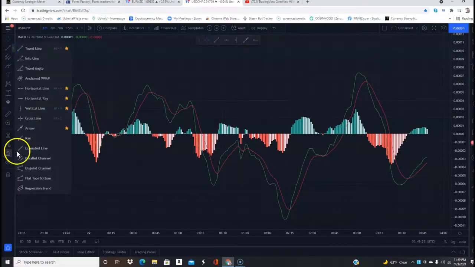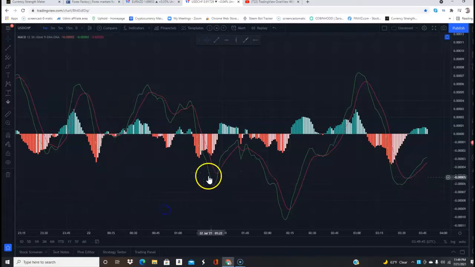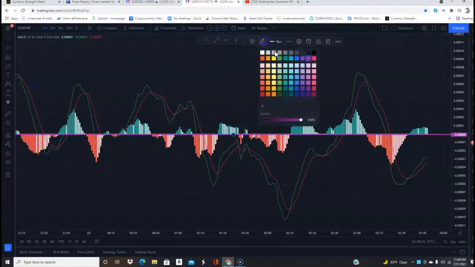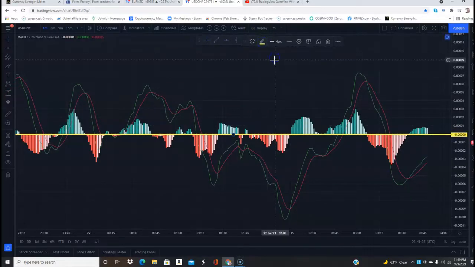Now let's understand what a MACD is. I just shared with you that it's a momentum indicator. So it's determining the momentum in the market. Basically, we'll have to assume the zero line is right here. I'll make it yellow so you guys can see it. It looks a little better.